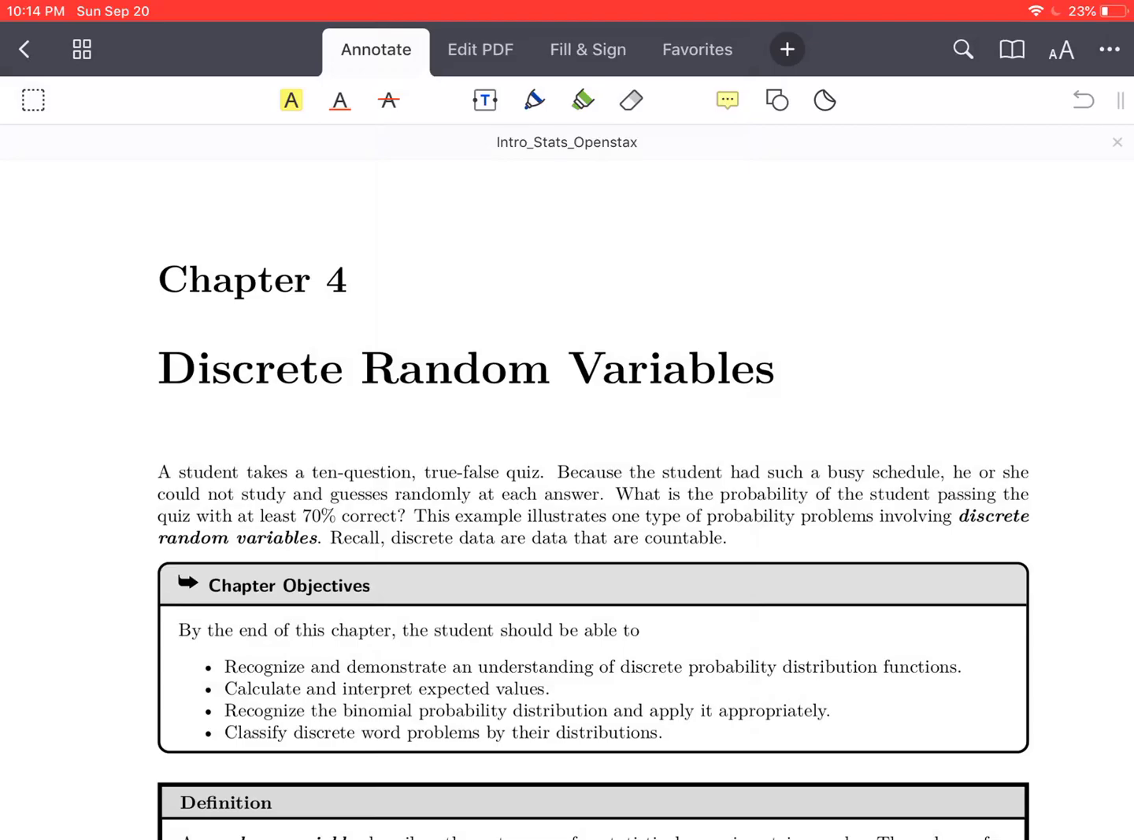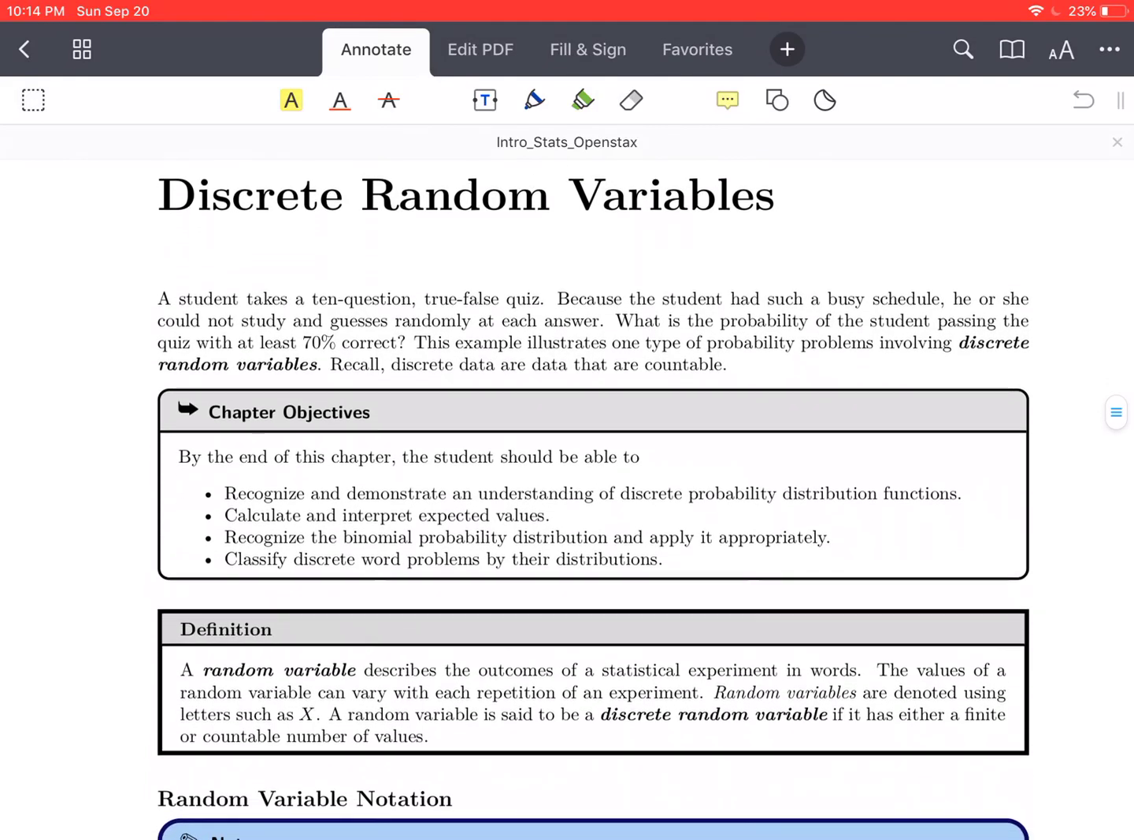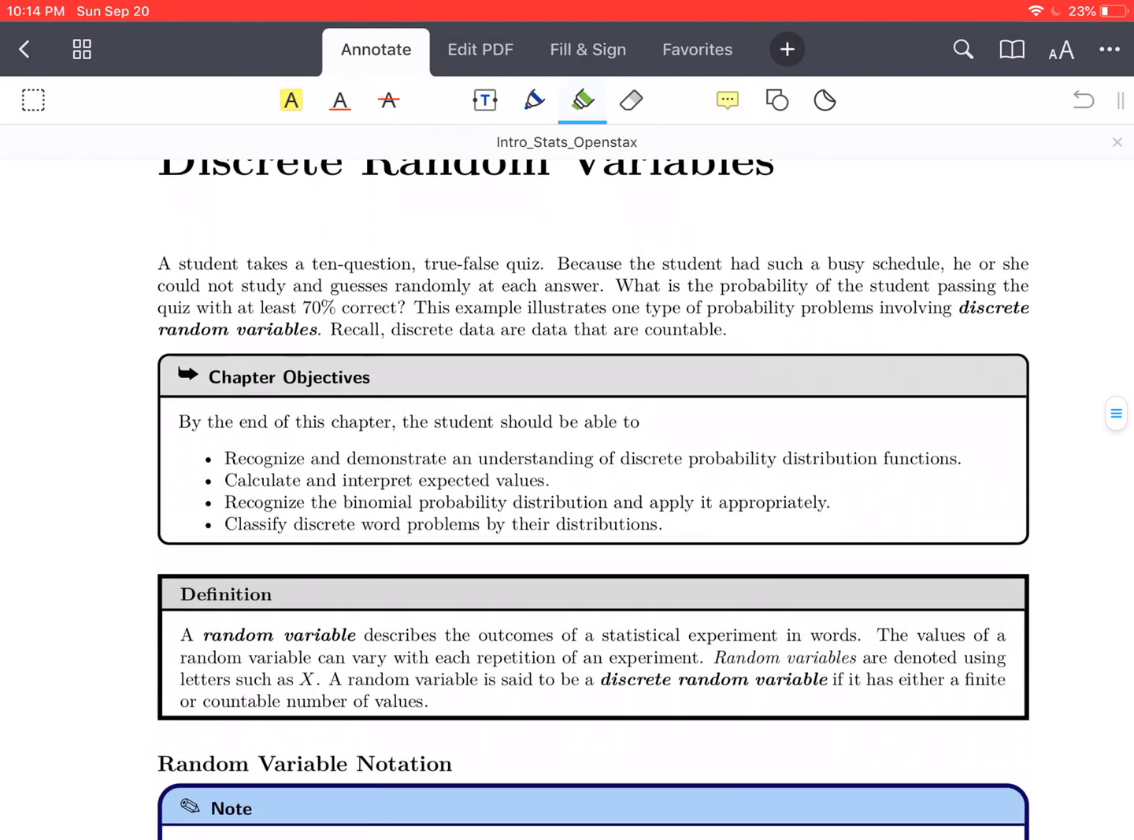Alright, welcome back. We are heading into chapter 4 talking about discrete random variables. So this is where we're really going to start to head in the direction that we're going to be going for most of the rest of the semester. Dealing with random variables, looking at probabilities of events occurring, things like that. So to set us up here, we're just going to define what a random variable is.